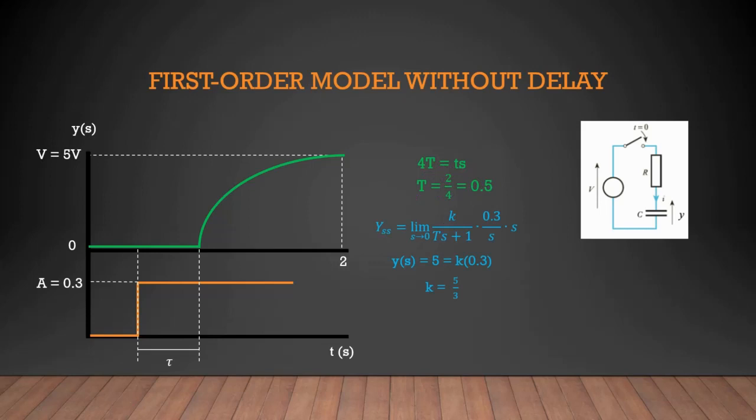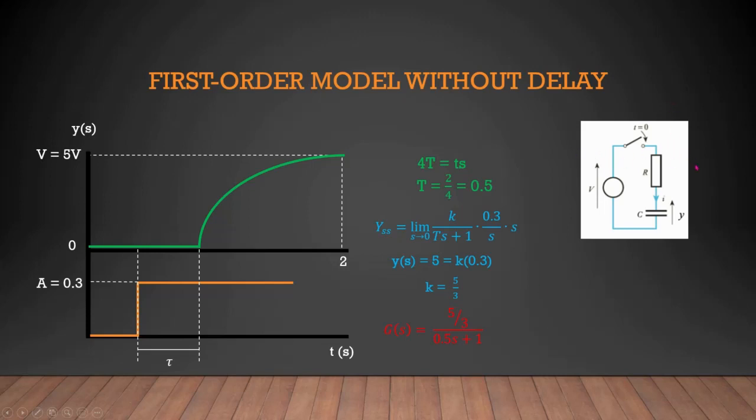Then we need to apply the final value theorem in order to find the gain of the system. Here we have how to apply it, and finally we get that the final value of the system's response is equal to the gain of the system times the final value of the step response. And finally we get our gain of the system. Then we just substitute into the first-order model, and we get our transfer function.